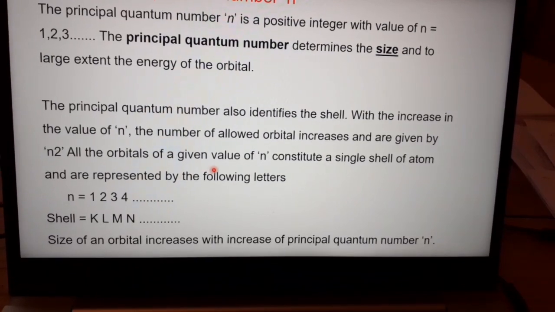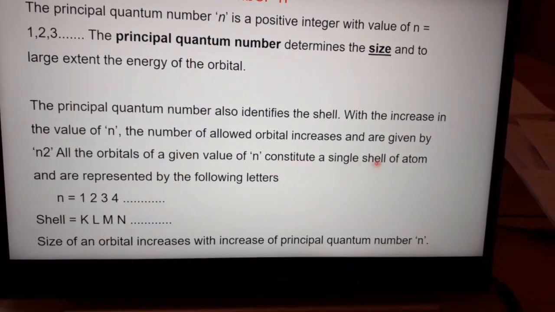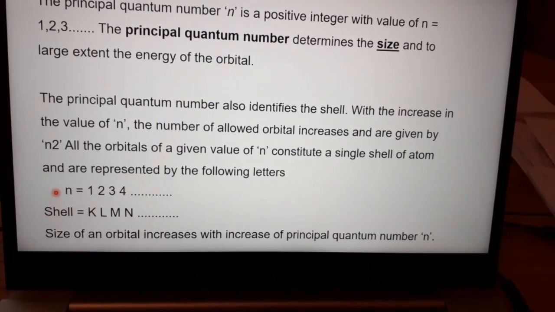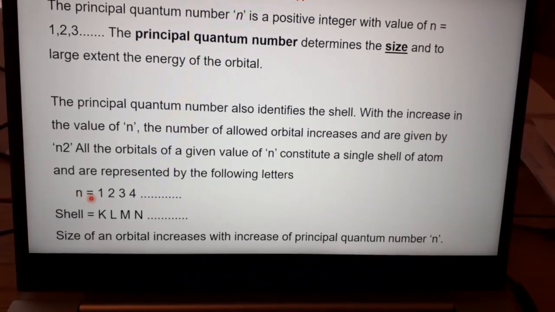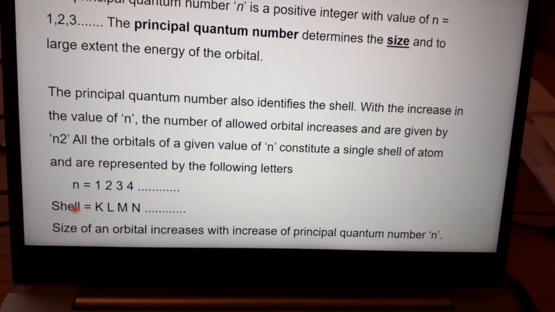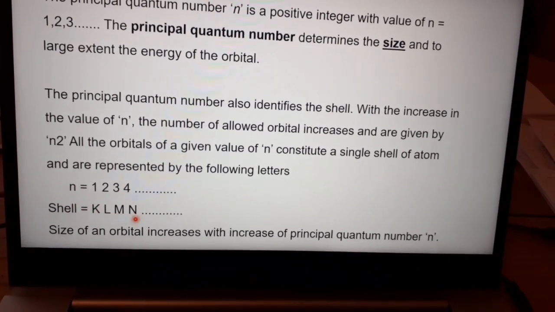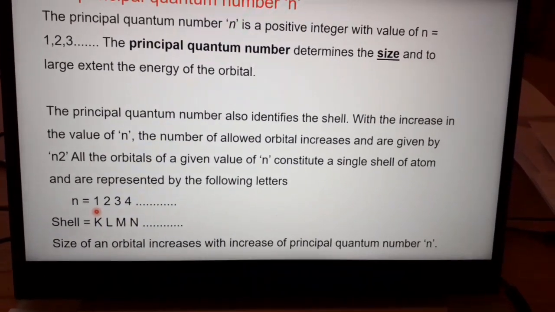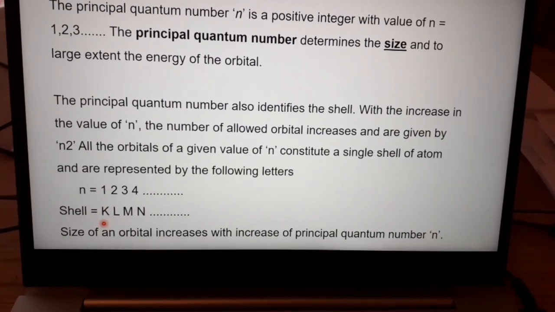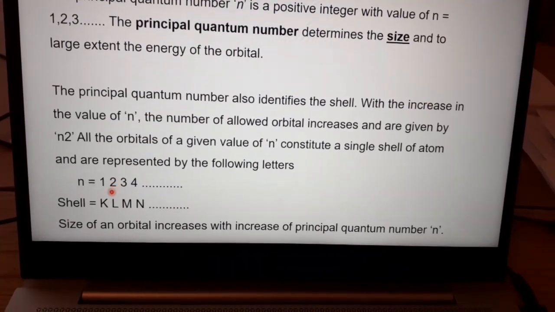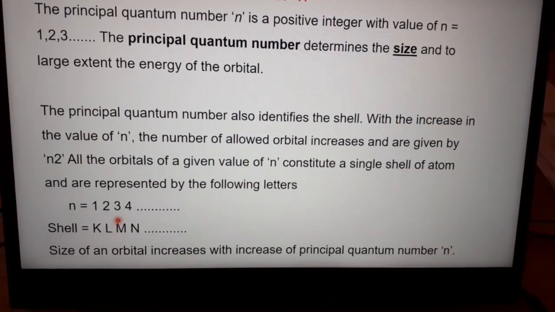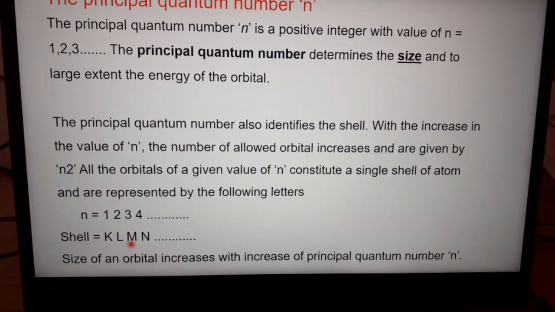All the orbitals of a given value of n constitute a single shell of an atom, and they are represented by the following letters. In your class 10th level, you know the values of n increase as n equal to 1, 2, 3, 4. It designates the shell number, which is K, L, M, N, etc. Right? So when n equal to 1, the shell is K. When n equal to 2, the next shell is designated as L. When n equal to 3, that designates the shell which is M.